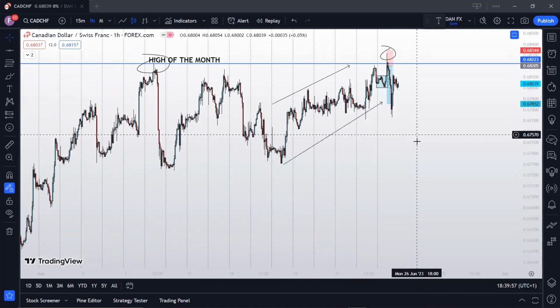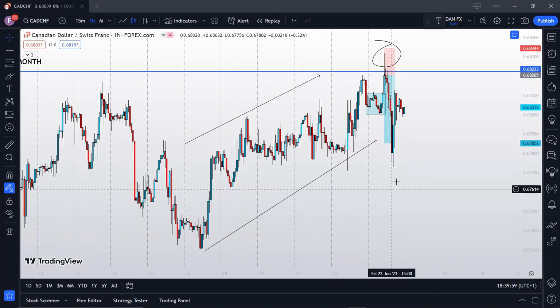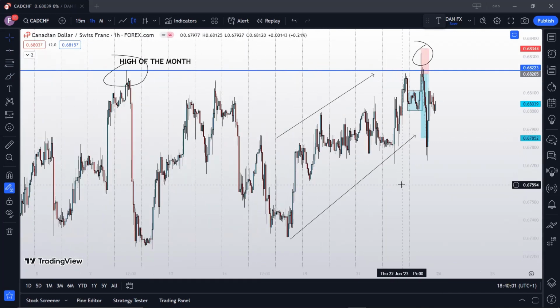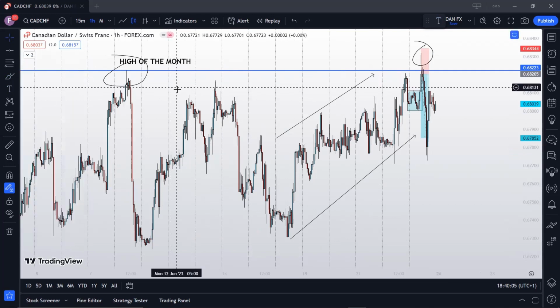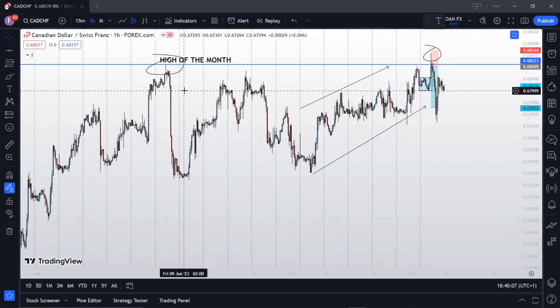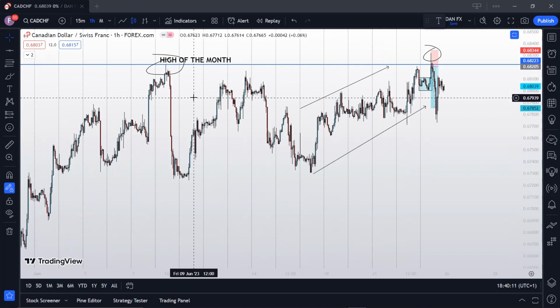So I'm going to be showing you another example. I think a very beautiful example is on Bitcoin. But before that, you have to take note of something. Anytime the market approaches a very significant high or a very significant low, you should not be looking to take the breakout. You should be looking to see what's going to happen at that high so that you can take the opposite direction.